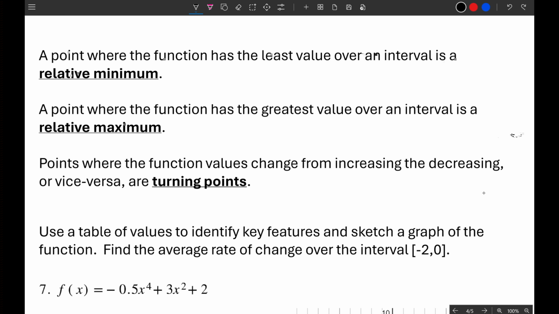So the average rate of change over this interval of negative 2 to 0 is negative 2. So that's the average rate of change. It's not the actual slope, it's just the average over that period.